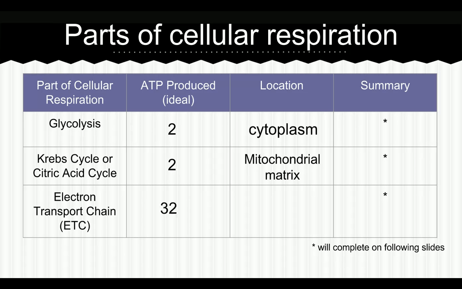The last one, this is your big ATP producer. So this is where all of that energy comes in. This is what makes it worth it to have mitochondria inside your cells. The electron transport chain can produce 32 ATP in ideal conditions. And this is going to occur in the mitochondria as well, but across the cristae. So across those folds in the inner membrane.